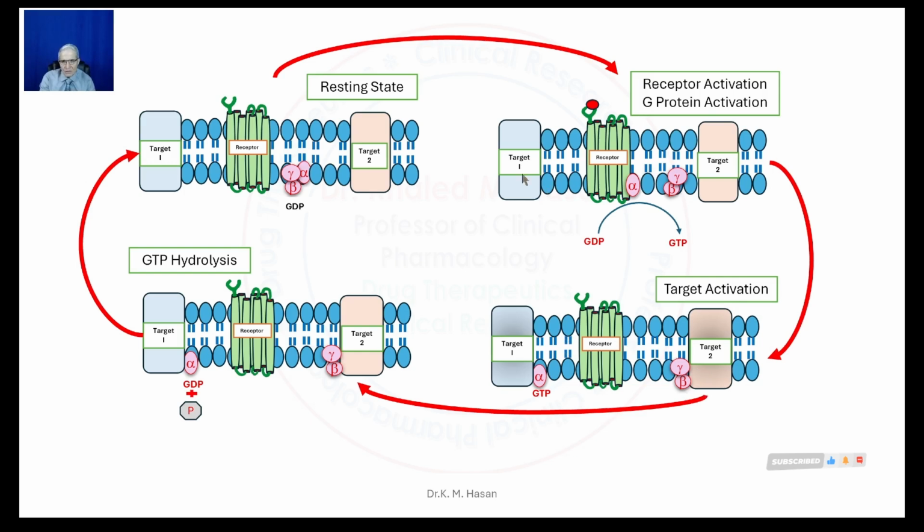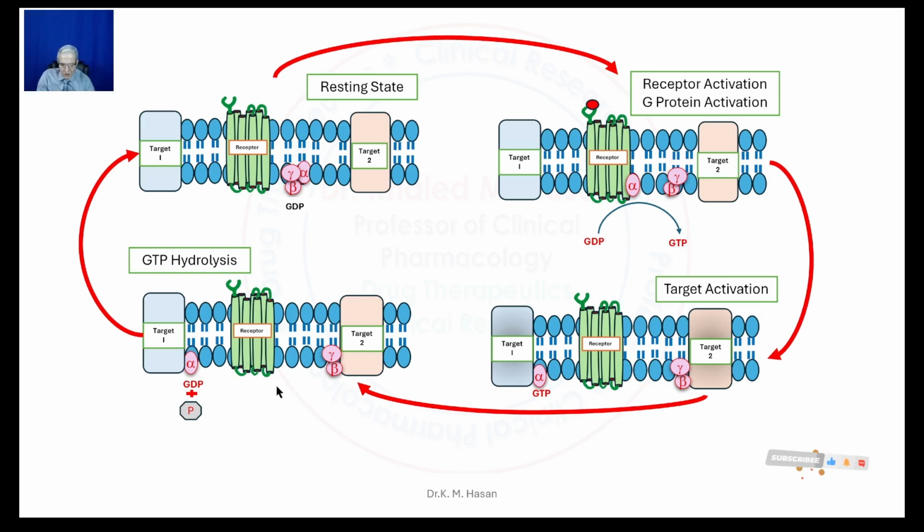So you can see here, first of all, we have resting state, then we have receptor activation, protein activation. This will lead to the target activation. The target activation here could be effector or could be cells, could be tissues. Okay, then when this operation is done and finished, the situation will be recycled, reused the same.